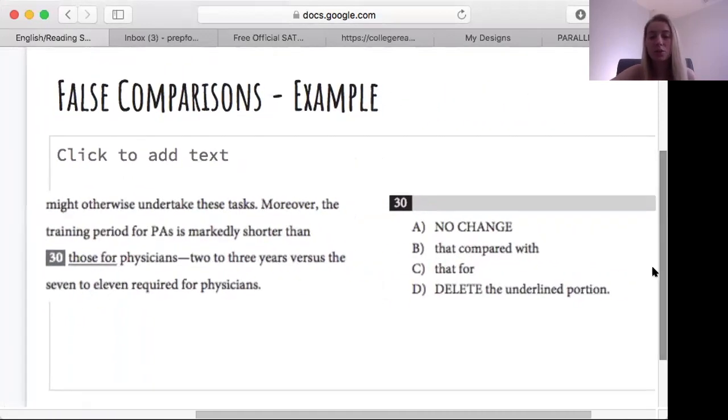Okay, let's give this one a try. Also recognize when you get to this question, the thing that comes to your mind the most is, look, we say those for, that compared with, that for. We have that, those, compared, all words that are leading to the false comparison.